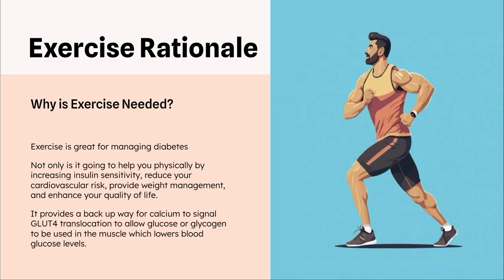The main thing I want to hit on though for this presentation is it provides a backup way for calcium to signal GLUT4 translocation to allow glucose to be used in the muscle directly without the use of insulin, which obviously is going to lower your blood sugar without having to rely on that insulin or those TK receptors like in type 2 diabetes. It's just a really good way to lower the blood glucose levels. And then with muscle contractions like in exercise, those are obviously being produced with a lot of amounts of calcium, which is what's going to let the glucose directly into the muscles.